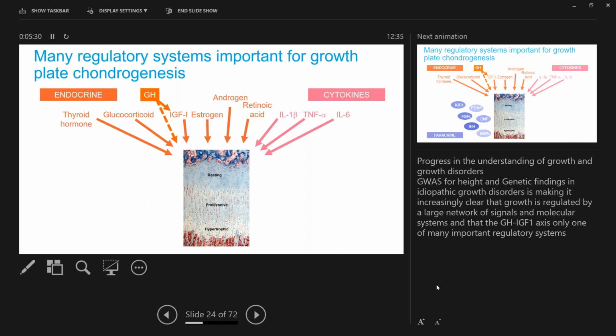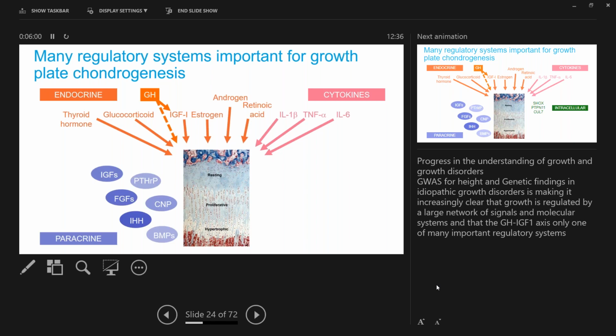And these factors do not only act in isolation. There are a lot of interactions in between here. So for instance, nutrition feeds, to a large part, into the endocrine system, and the cytokines also affect the hormonal system. But even more extensive regulation goes on locally in the growth plate. And that is what we have been understanding a lot more about during the last 10, 15 years.